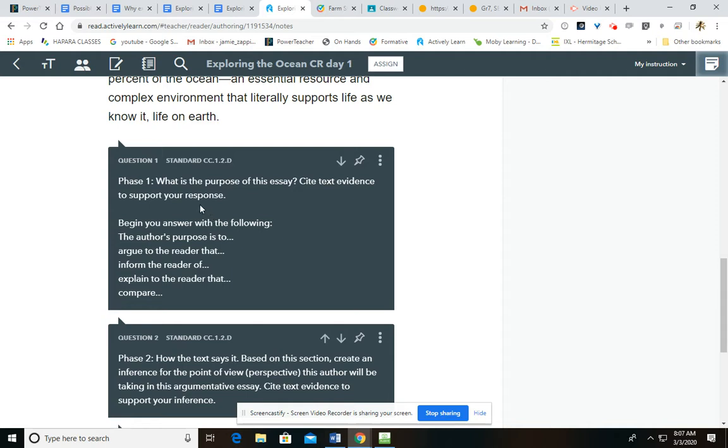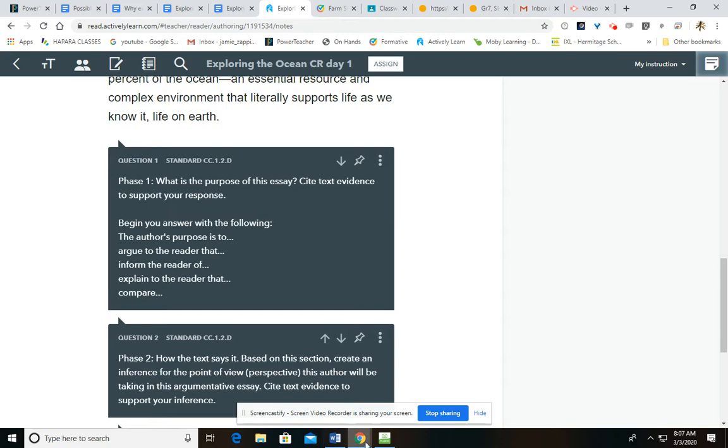As you do this first phase, I am asking you to cite text evidence to support your response. You need to begin your answer with one of the following: the author's purpose is to either argue, inform and explain, or compare. Make sure that you pick the correct response for this particular phase.